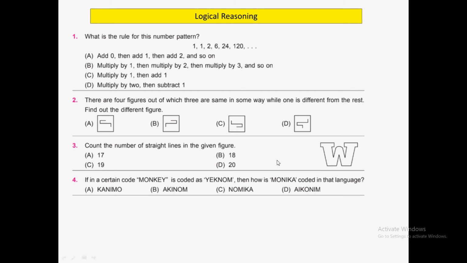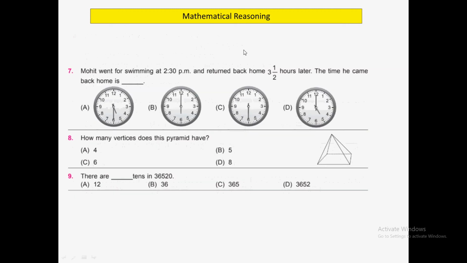So I am just telling the different types of questions that are being asked. Again, code decode. You just need to practice on code decode. This is a sample question for code decode. Like these are the different types of questions that are being asked in logical reasoning. And if I talk about the mathematical reasoning, you can see the questions based upon the clock, then how many vertices does the pyramid have, then there are dash tens in 36520. So these type of questions, and again many more questions, but these are the sample questions that are being asked.